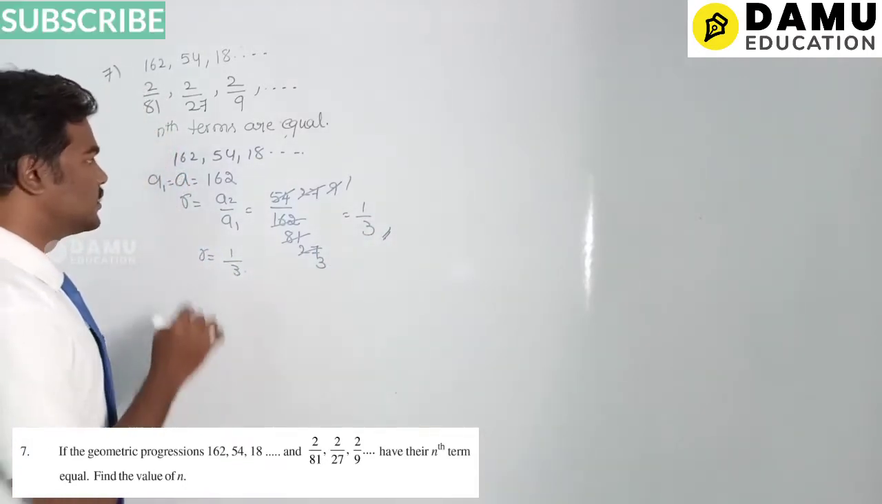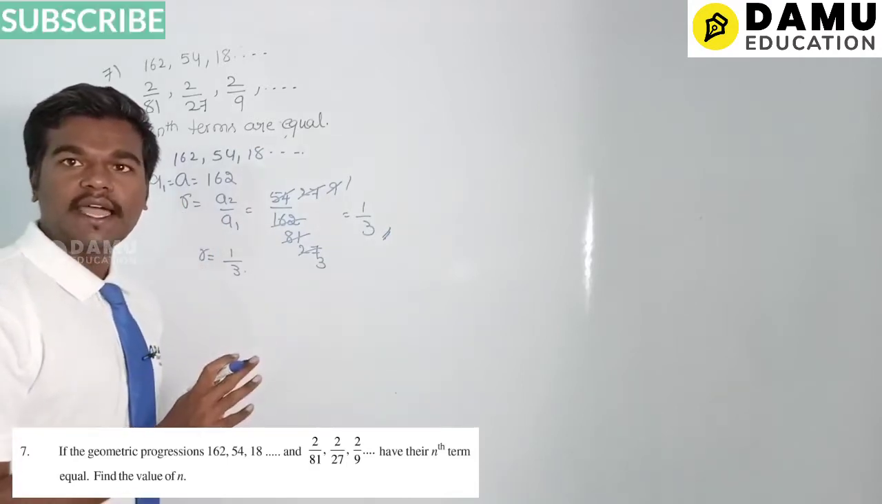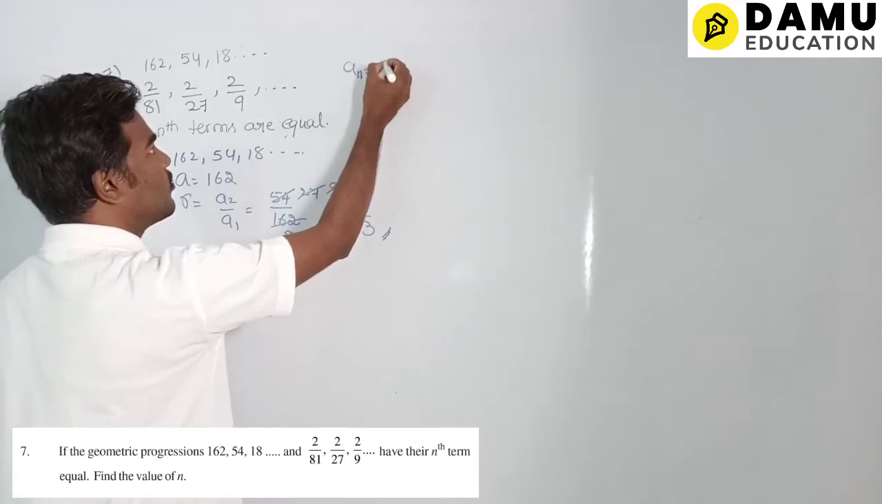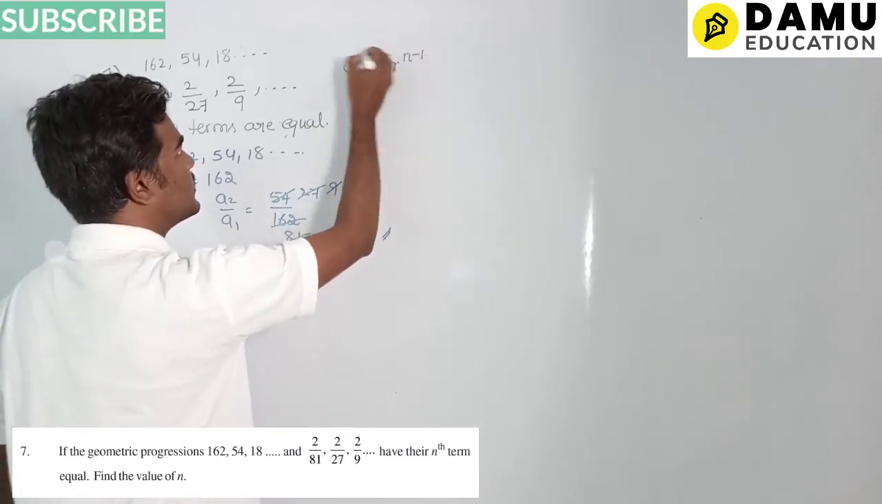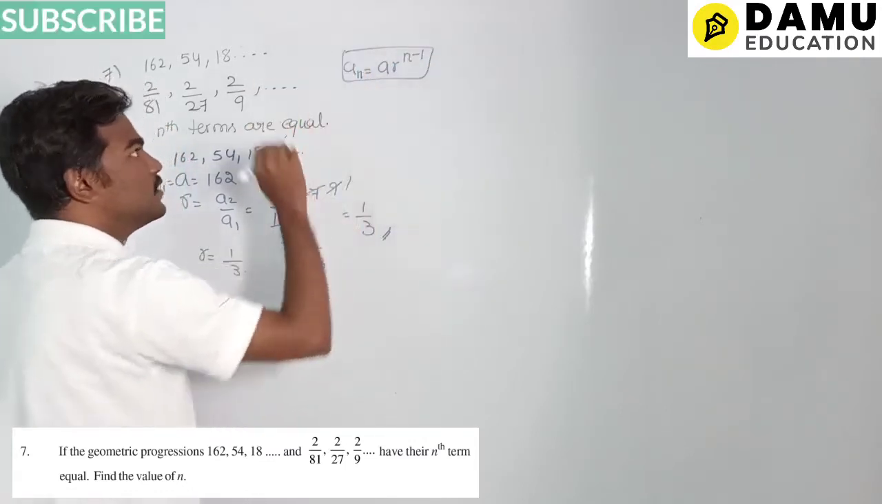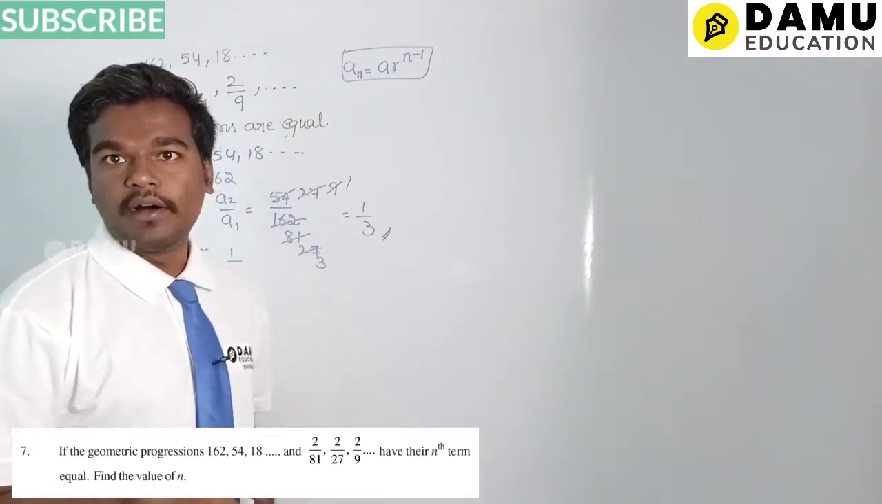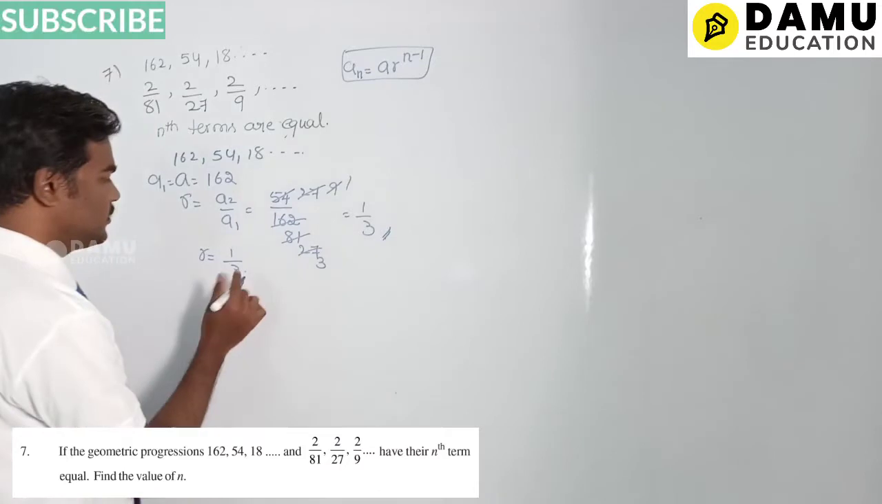The first term we know, and the nth term we have to find. The nth term for a geometric progression is An equals A into R power n minus 1.